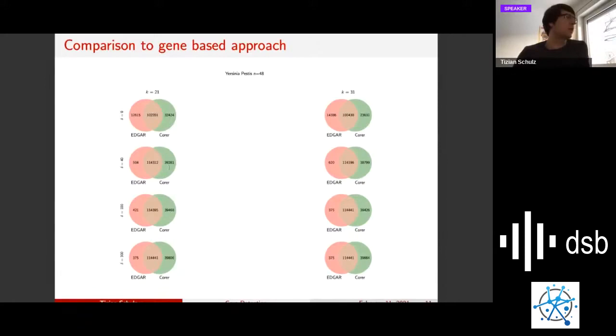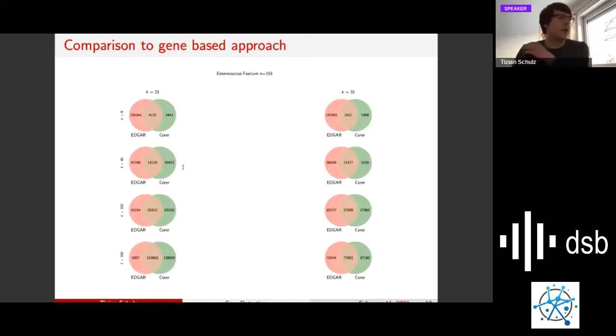Also, we can see here that we find a lot of genes that are unique to our implementation. So there's a high number of genes that Edgar does not predict as belonging to the core, and this is mainly because Edgar does not consider paralogous genes. So as soon as there is a gene duplication in one of the individual genomes, only one of the two copies is considered for the core detection, and the other one is not considered by Edgar. This is, of course, something that we can do. We can also consider paralogous genes, and this is why we can find many more genes here.